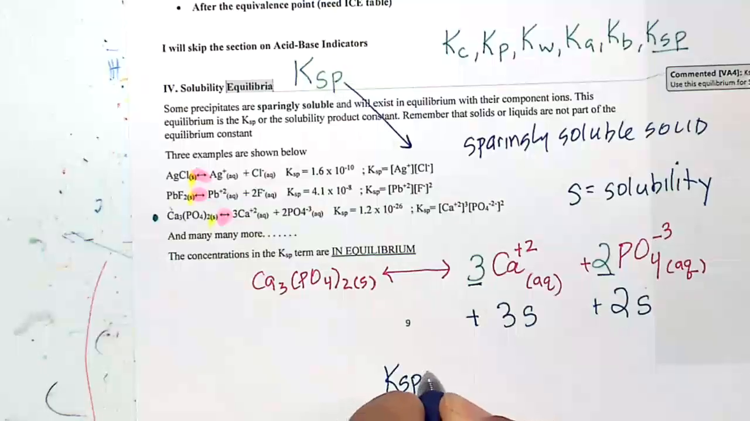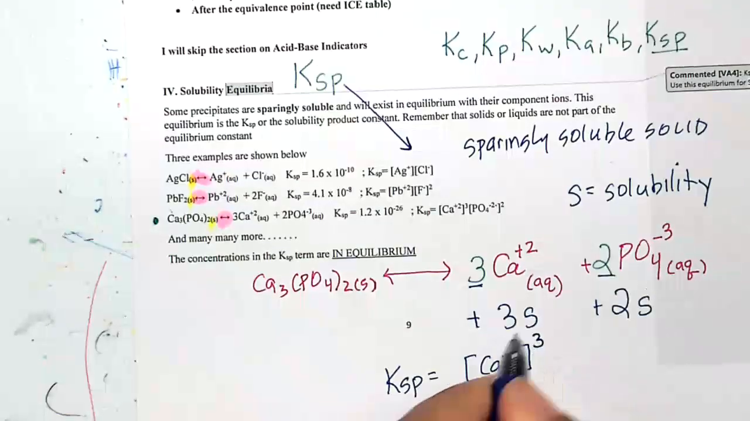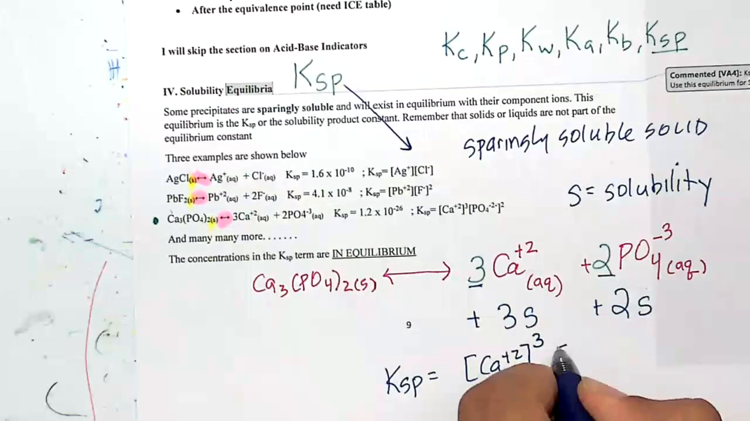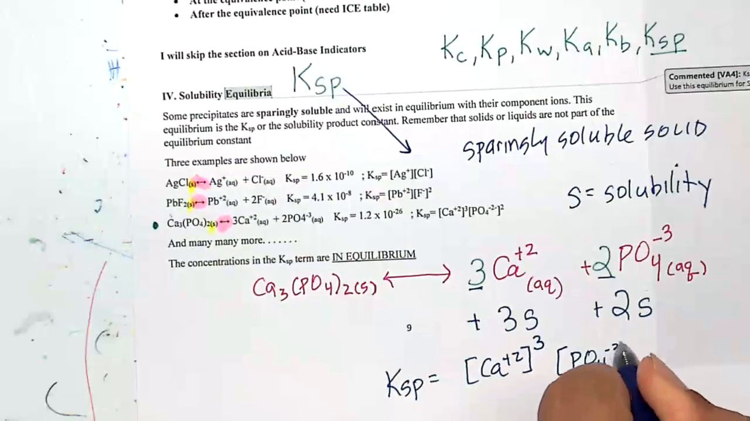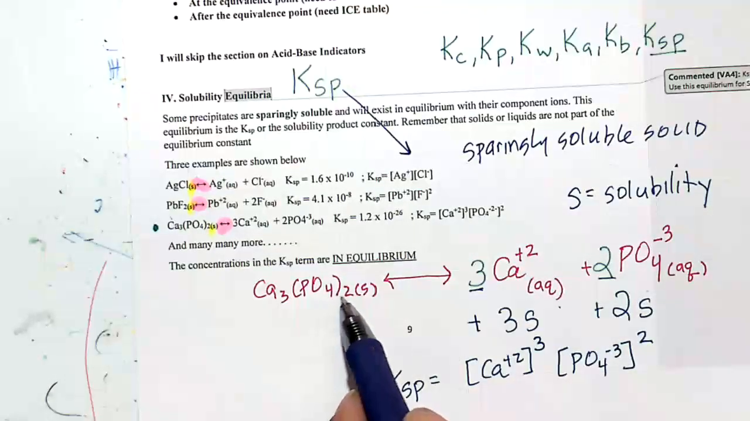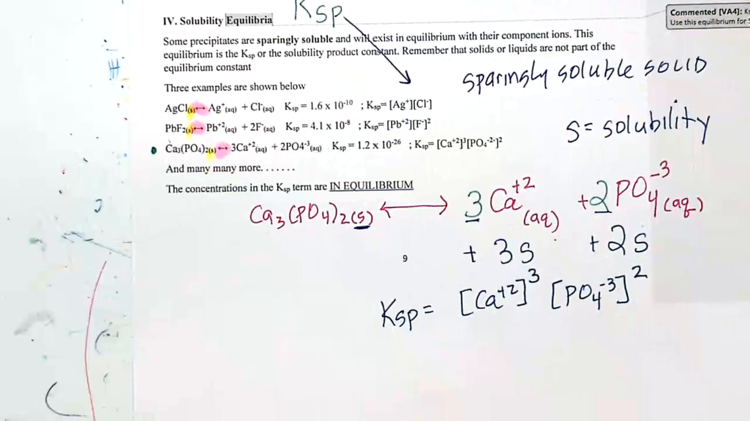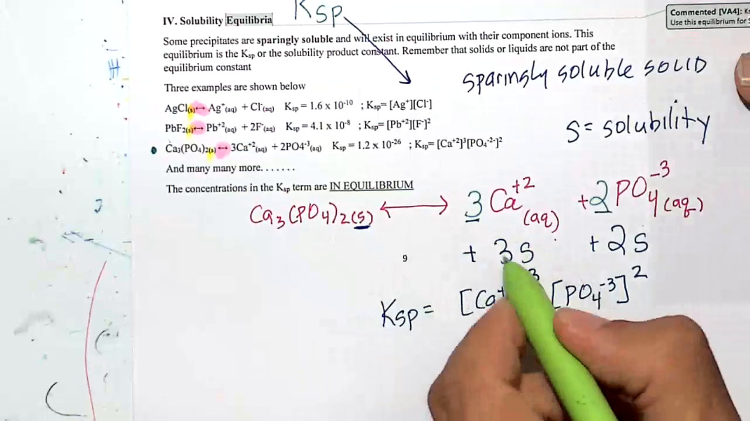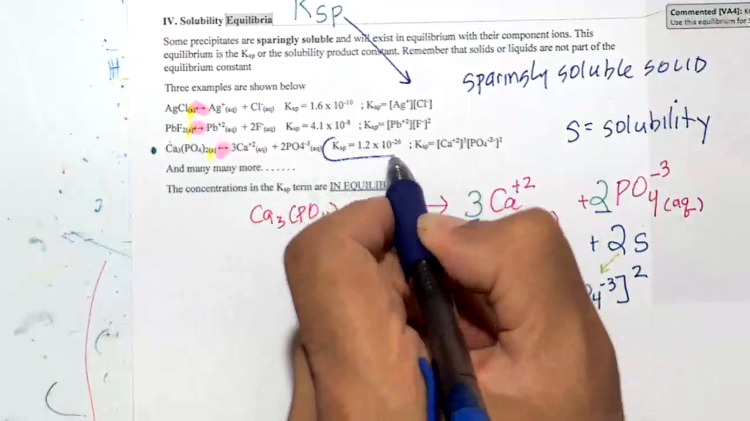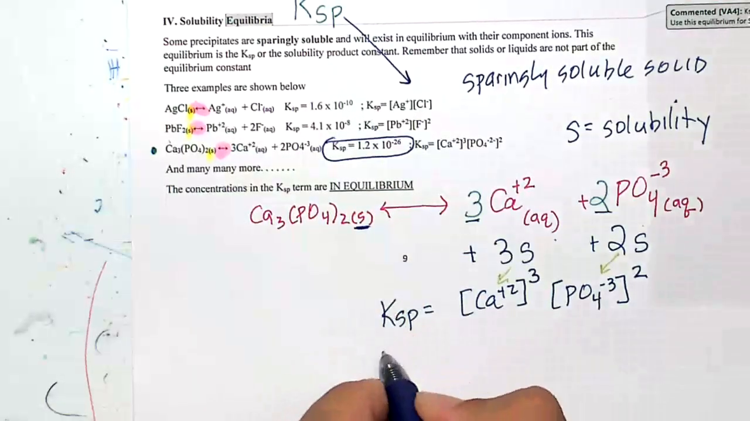We'll plug that into the KSP, which is calcium ion. Don't forget to cube it. Like I said, this one is a little bit harder because it's a 3:2 ratio. And PO4 minus 3. Don't forget to square it. Products over reactants. Do we put any reactants here? No, because it's a solid. So we're going to put 3S in here and 2S in here. I'll give you the KSP on the exam for calcium phosphate or any sparingly soluble solid.